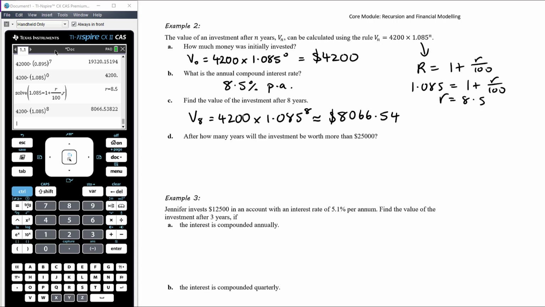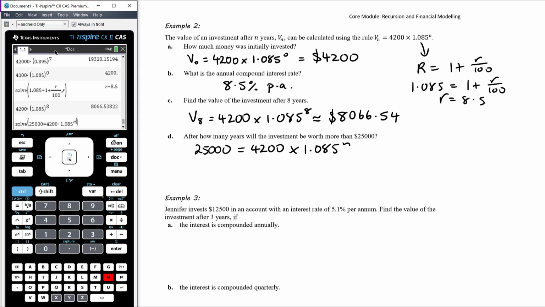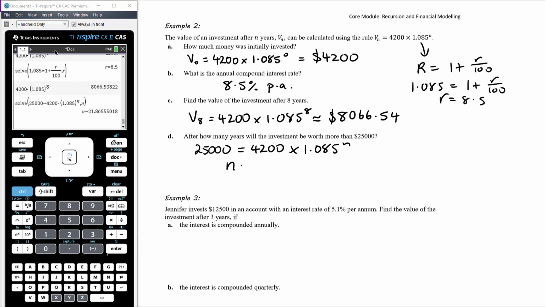After how many years will the investment be worth more than $25,000? Okay, so again, we want to make the value $25,000 and work out what n has to be. It's going to be 4,200 times 1.085 to the power of n. We want to solve that for n. So 25,000 equals 4,200 times 1.085 to the power of n, and then comma n, we want to solve that for n. And so n is approximately 21.87 years.